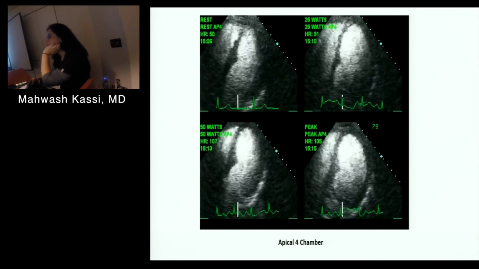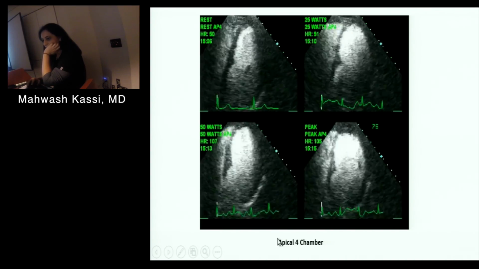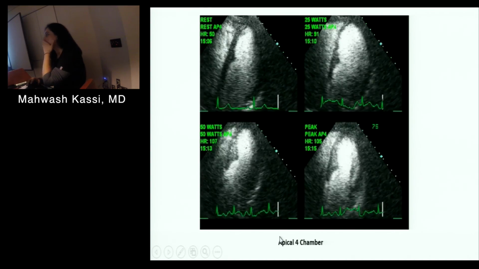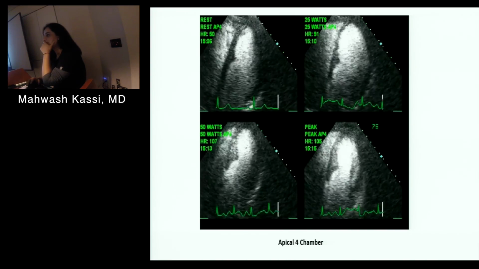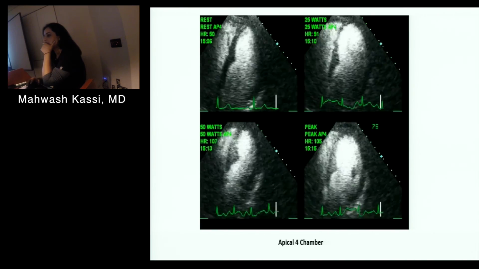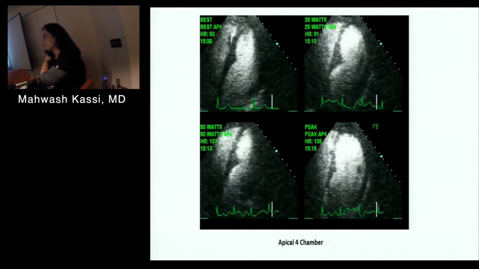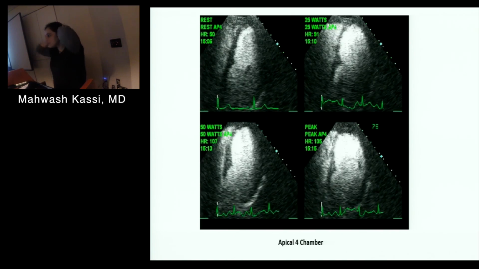Dr. Corman, do you want to comment on this? Sure. So basically, when you're looking at these, one of the easiest things is to look and see, the very first thing that I do is I look and see, is the cavity size getting smaller? If the cavity size isn't getting smaller at peak stress, you know that there's an area of ischemia. So when you look at 75 compared to rest, you can see that the cavity is not getting smaller.